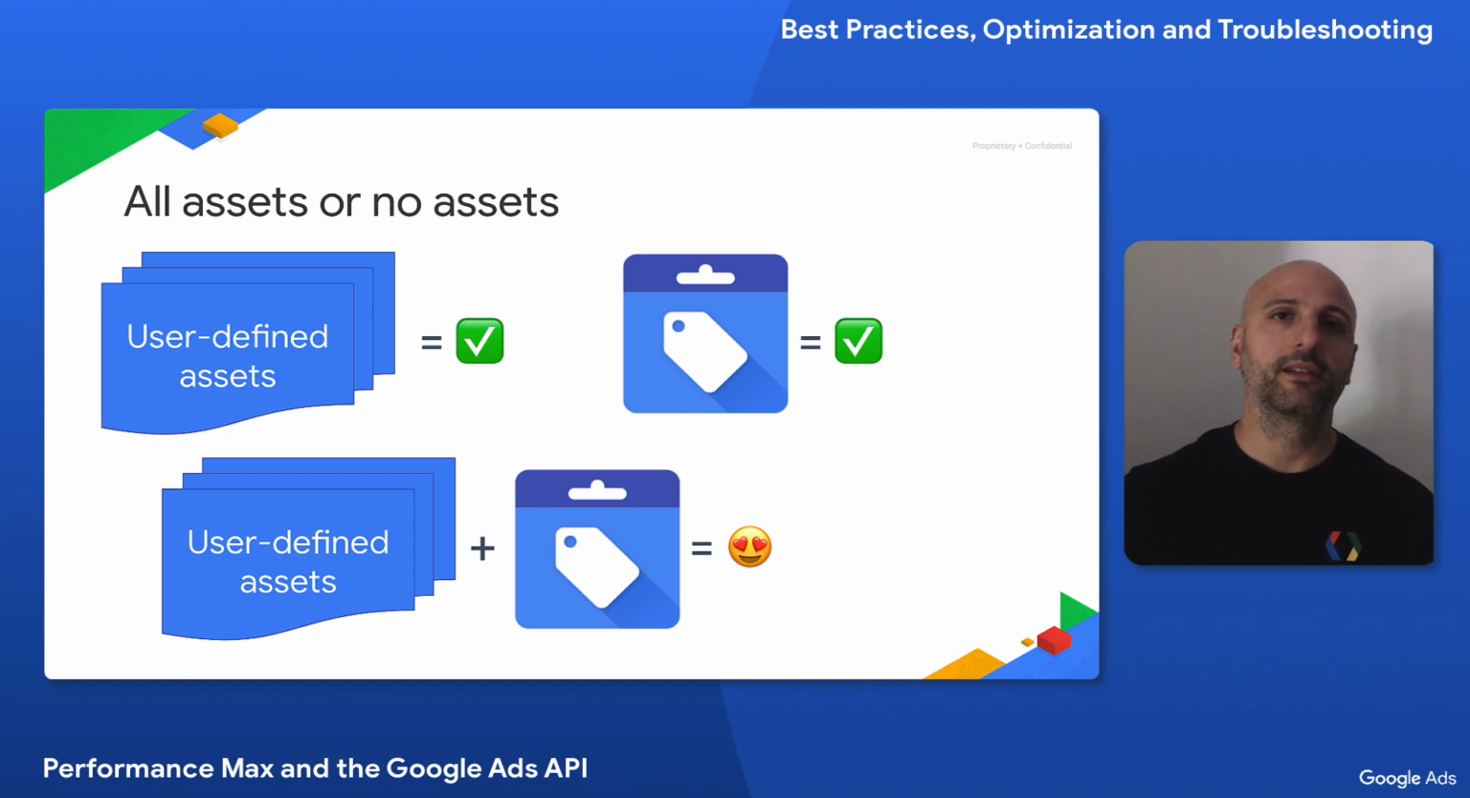At least 3 headlines, at least 1 short headline, and so on and so forth. So you can go entirely assetless then, or you have to meet all the asset requirements. There's no in-between where you just provide a few assets.